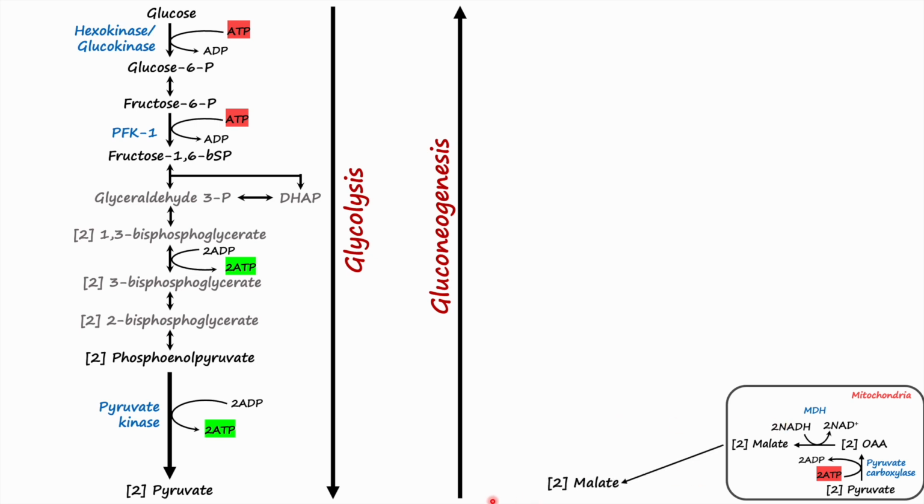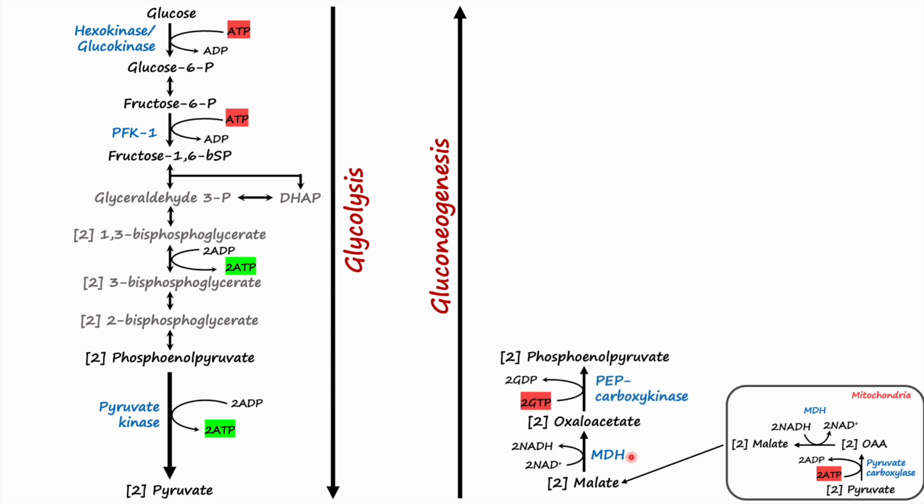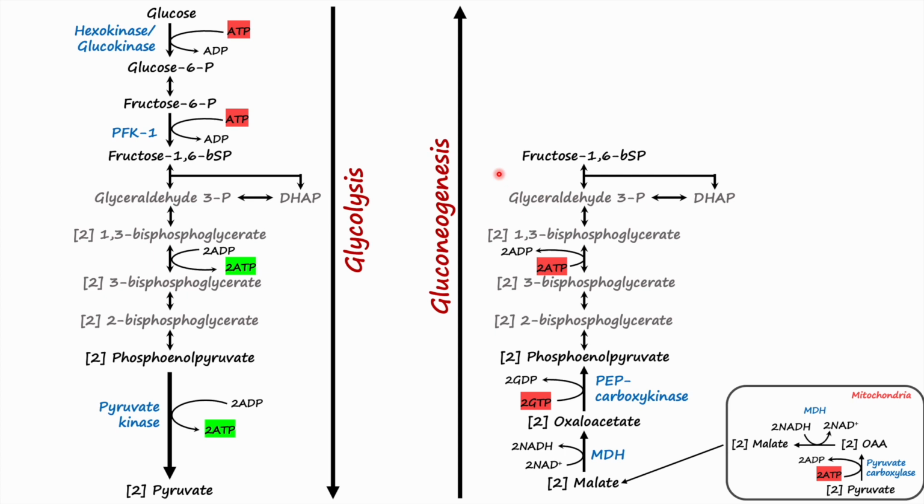Malate is then able to cross the mitochondrial membrane and be transported into the cytosol, and in the cytosol malate is converted back to oxaloacetate with the help of cytosolic malate dehydrogenase. Oxaloacetate is then converted into phosphoenolpyruvate with the help of phosphoenolpyruvate carboxykinase, and the reaction uses two molecules of GTP. Through a series of reactions, phosphoenolpyruvate is then converted into fructose 1,6-bisphosphate, and in between two molecules of ATP are used to synthesize 1,3-bisphosphoglycerate.